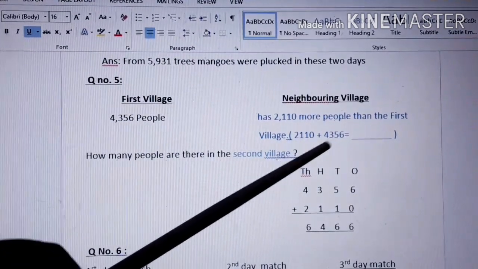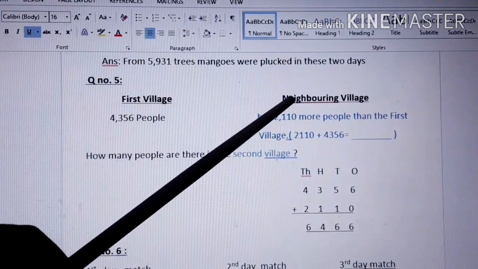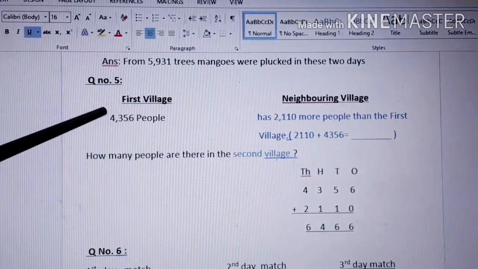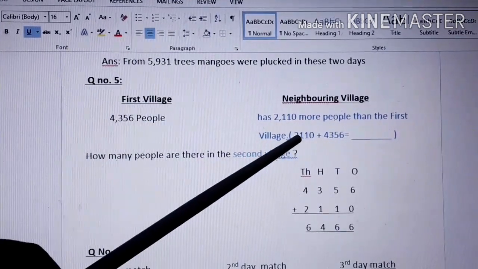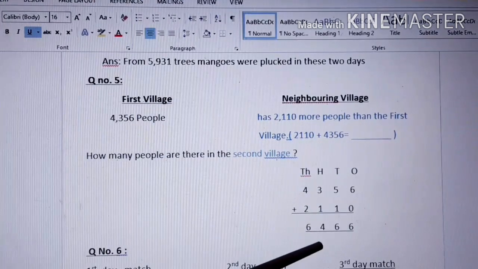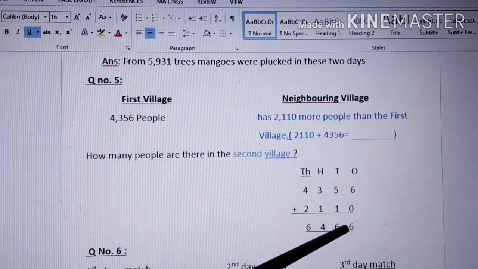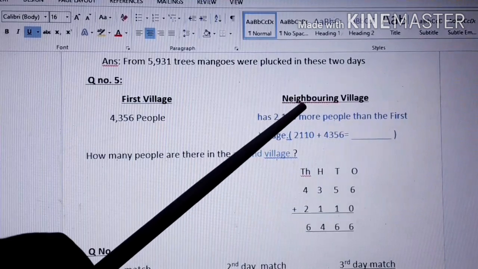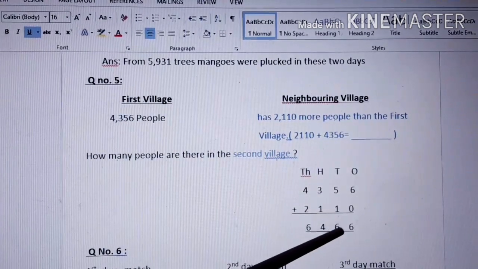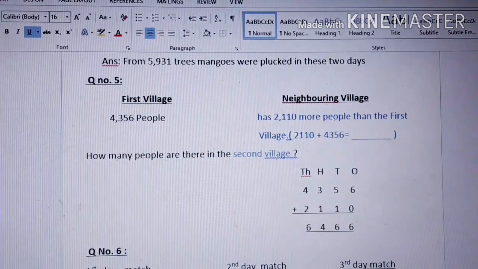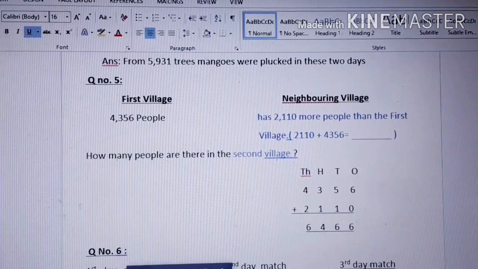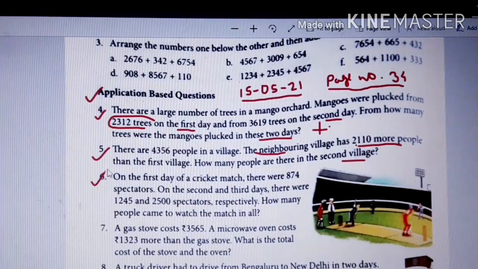So what are you going to do? You are going to add the extra, how much more it is than the first village, that is 2,110 plus 4,356. So you will get 6,466 people. So how many people are there in the second village? 6,466 people. Okay. Hope it is clear to everyone. Let's see our next question, number 6.